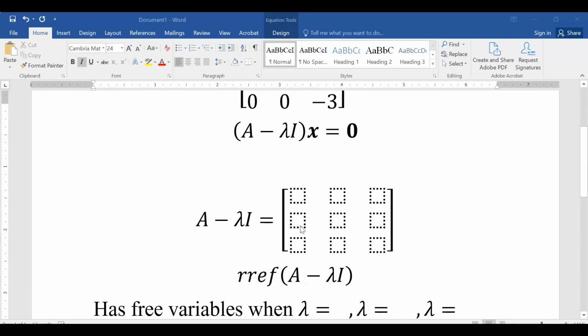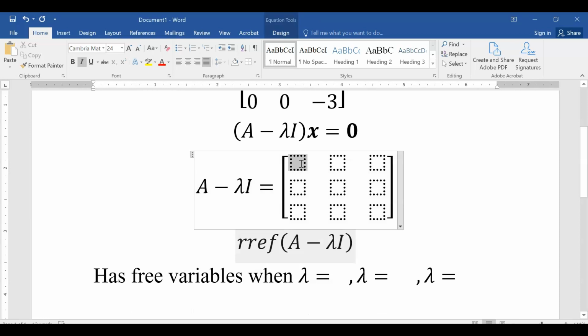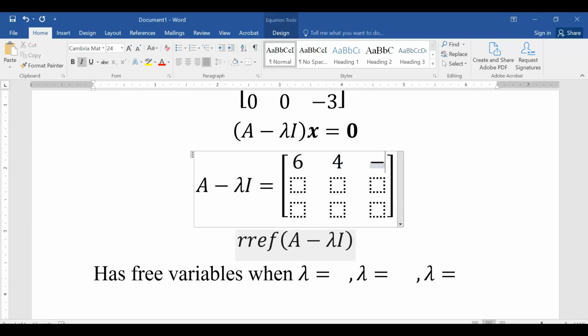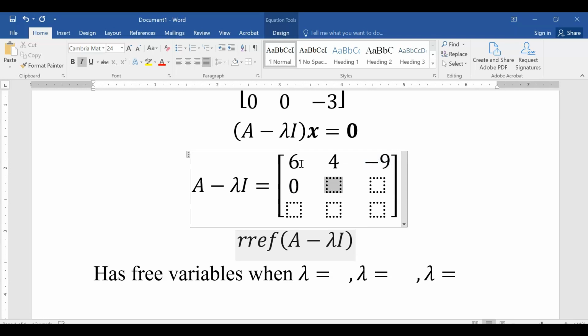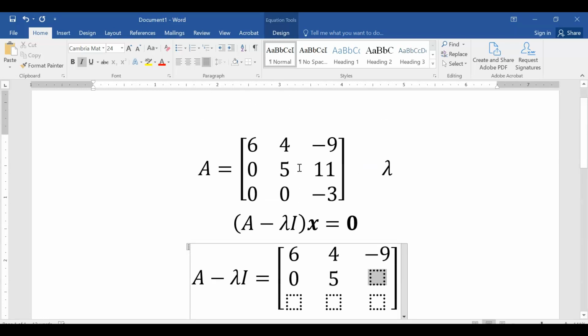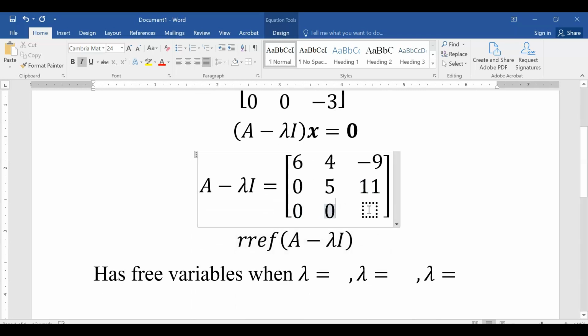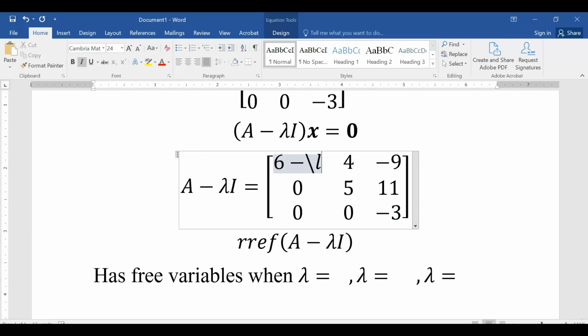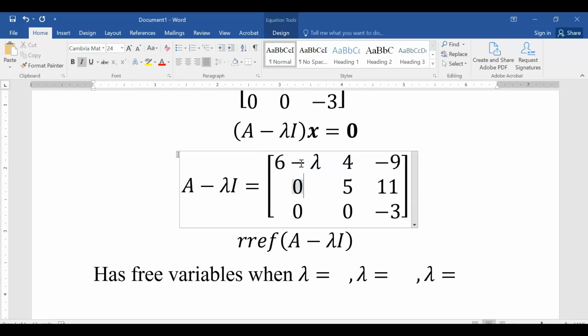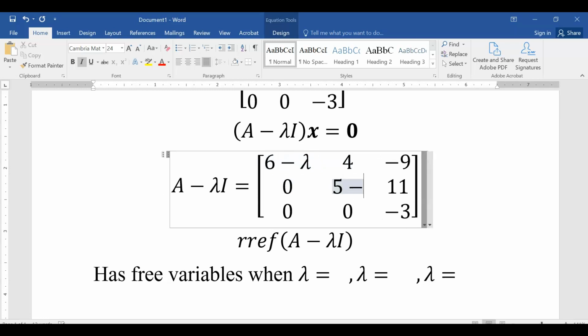So we have 6, 4, -9, 0, 5, 11, 0, 0, -3. And that's my A. So if I subtract lambda times I, all I'd have to do to each of the diagonal entries is subtract lambda.